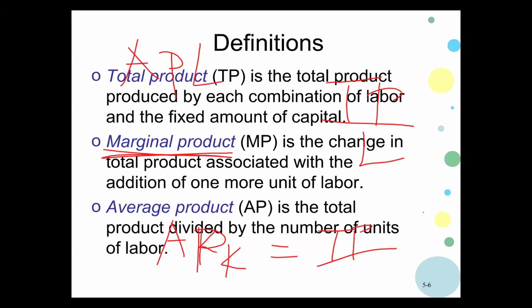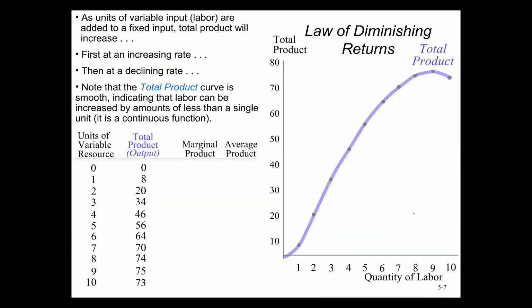Now we can see this graphically, and we can see this basic graph, right? And with a fixed unit, what you're going to observe is that the total product will be increasing.